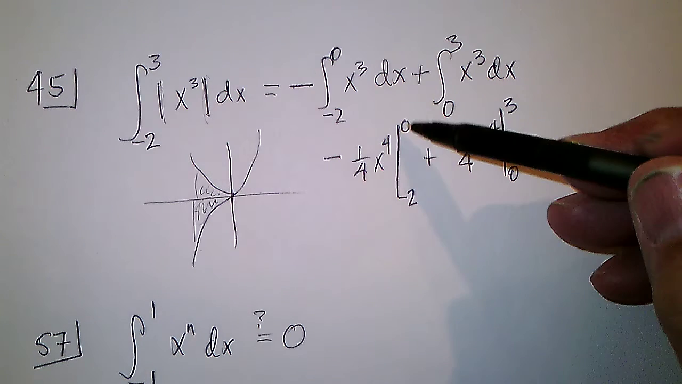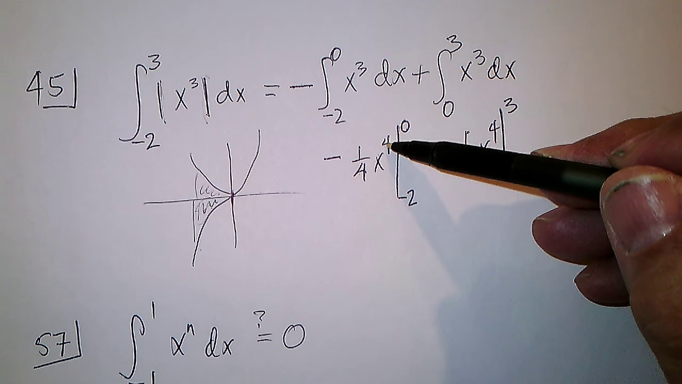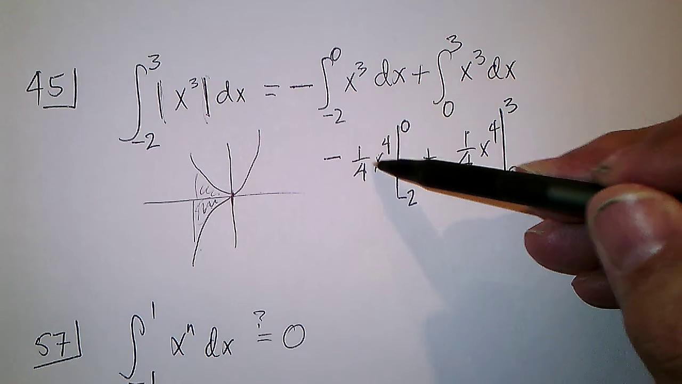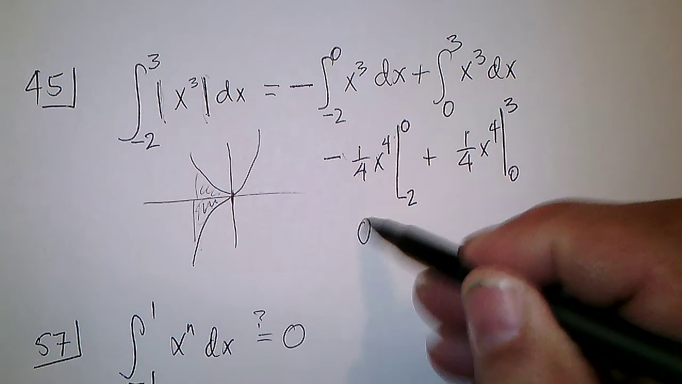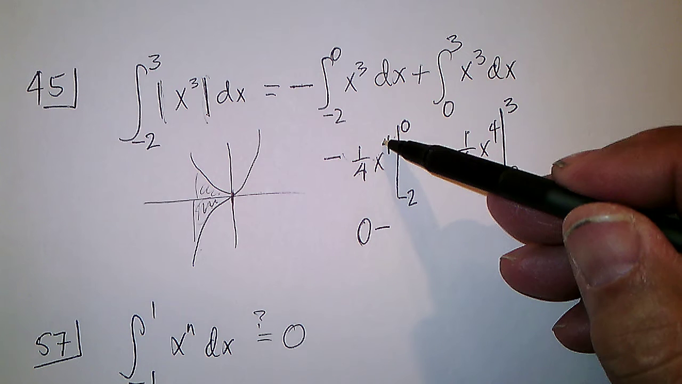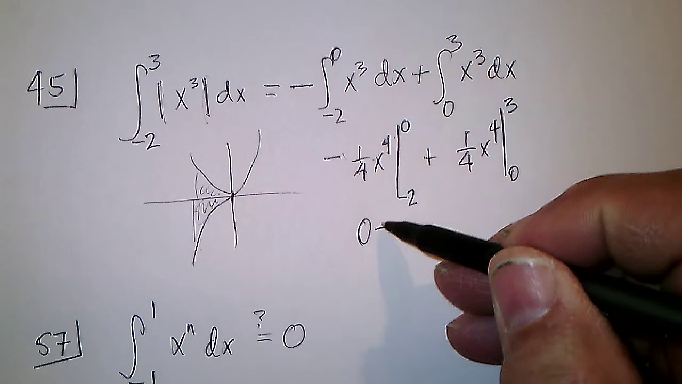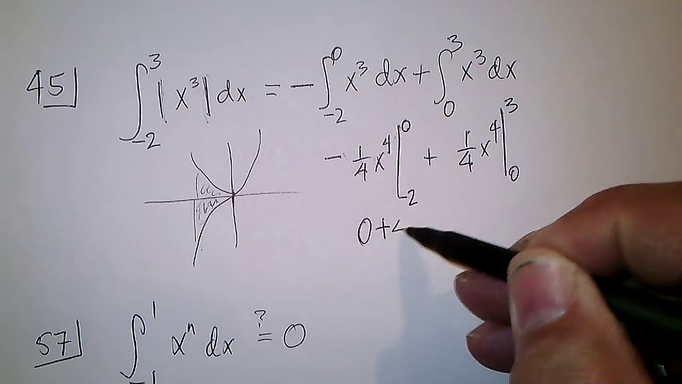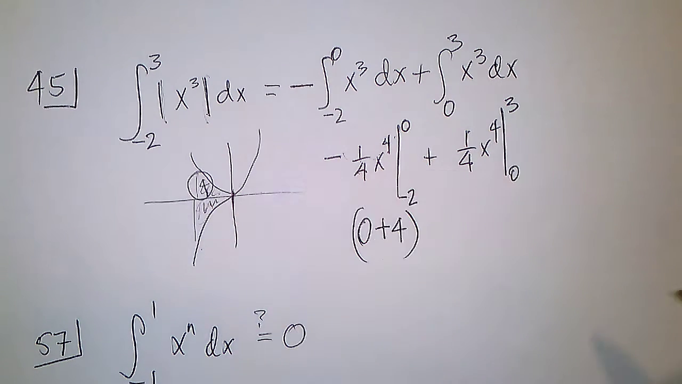Okay, so putting in 0, we get -1/4 times 0 to the fourth, which is 0, minus, and then -2 to the fourth is 16. 1/4 of 16 is 4, and this is minus, so this becomes minus and minus, or plus 4. So this area is 4.